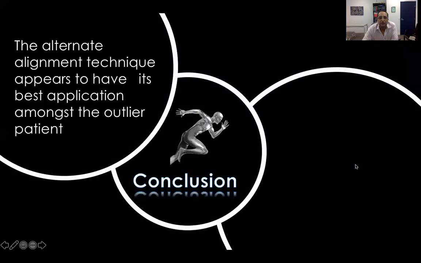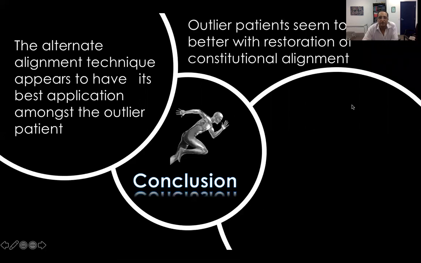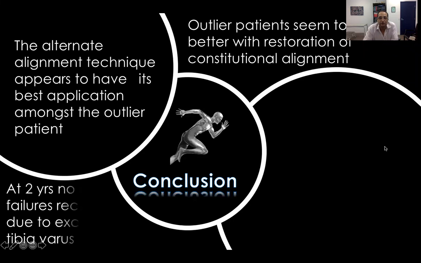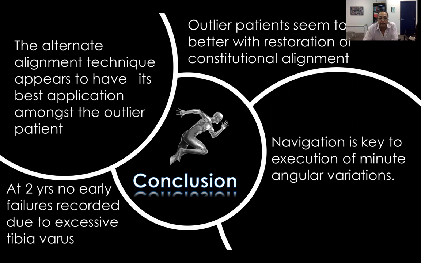In conclusion, the alignment technique outside of mechanical appears to have best application amongst the outlier patients. Outlier patients seem to do better with restoration of constitutional alignment. At 2 years, no early failures were recorded due to excessive tibial varus. Navigation is the key to execution of minute angular variation. I hope that this presentation has been of help in understanding where possibly the non-mechanical surgical techniques have their best application. And as I add more data to my data set, I suppose I'll be able to show more clear difference between the outlier patients.